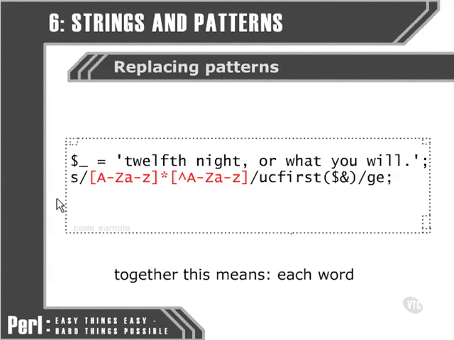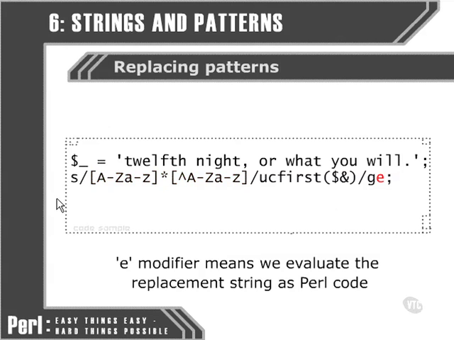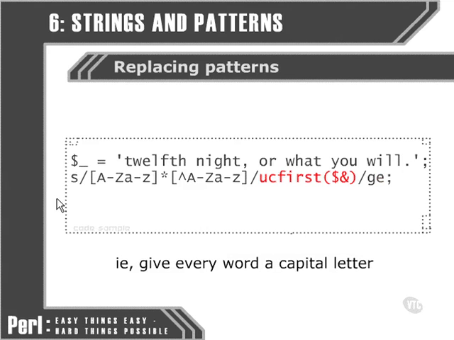Now, you'll notice right at the end of this regular expression, there's an extra modifier. This is the E modifier, and this stands for evaluate. And what we're evaluating here is the replacement, and we're going to look at that as Perl code. So instead of replacing it with the letters UC first and so on, Perl is actually going to interpret it correctly as a function. So what this means is give every word a capital letter.